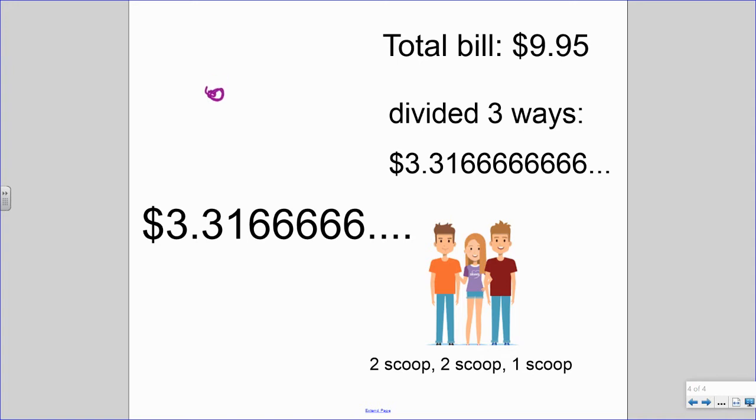Hopefully, maybe. Nope, totally not. Money only goes and always goes to two place values. It goes to the dimes and it goes to the pennies. And so we need to look at this amount, and I can't ask any of these friends to pay this amount because it doesn't make sense. I want to round this amount to the nearest penny or the nearest hundredth.